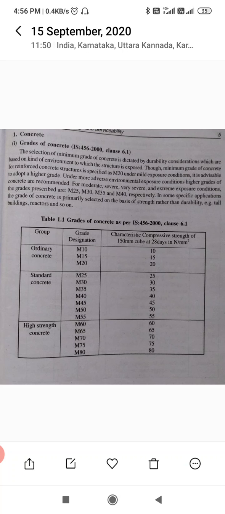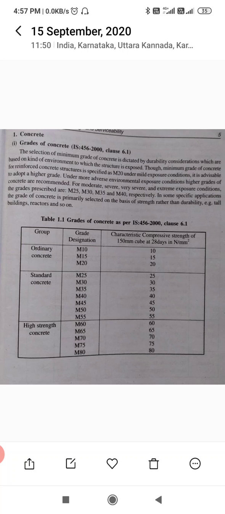So this is given in groups, that is ordinary concrete. The grade designations coming under ordinary concrete are M10, M15, M20. M means mix, 10 means the characteristic strength. It is given in the third column: characteristic compressive strength. If you cast a 150 mm by 150 mm by 150 mm cube and test it in the compression testing machine after 28 days of curing period.